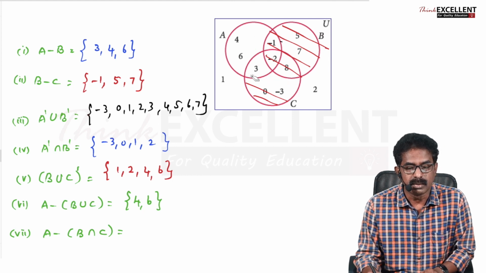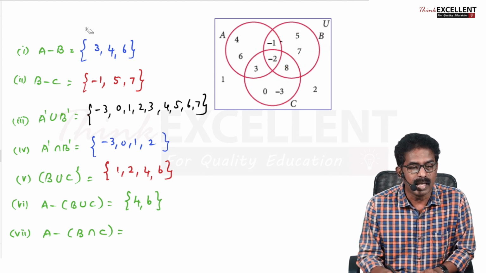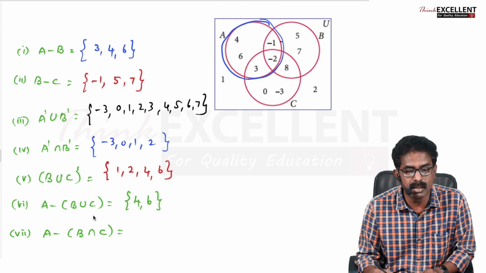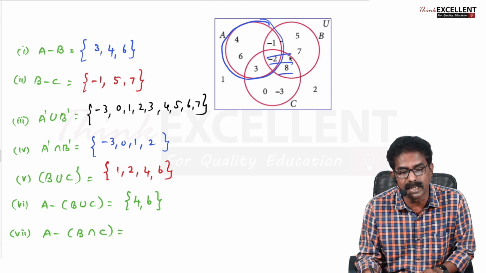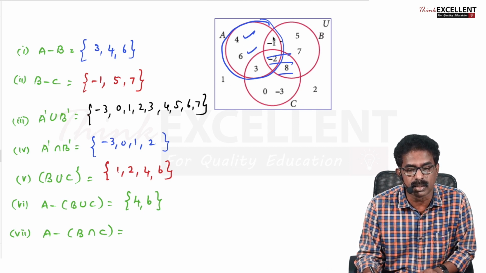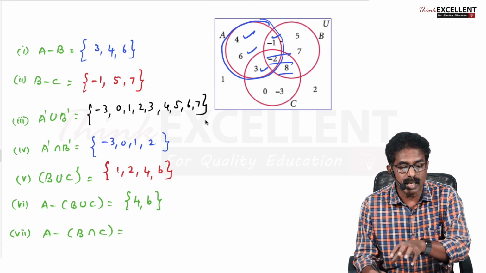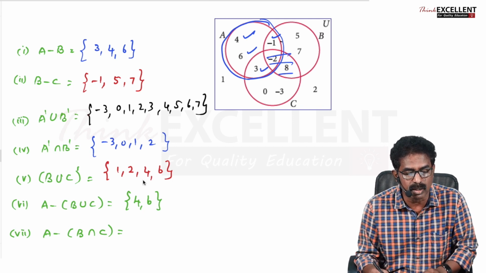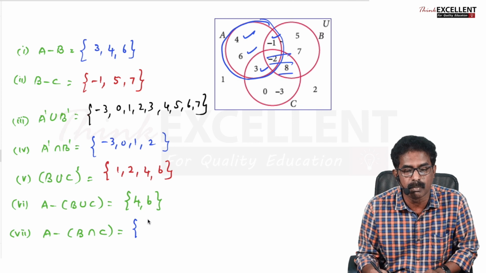Next one, A minus B intersection C. So in A means all these things will come. This is A, in A, but not in B intersection C. B intersection C is this portion. Okay, leave that one. Remaining A you take. Remaining A means these elements you can take, right? In A, but not in B intersection C. Only these, what I marked here, that 4 numbers. Can you say the numbers in order? -1, 3, 4, 6. Right?